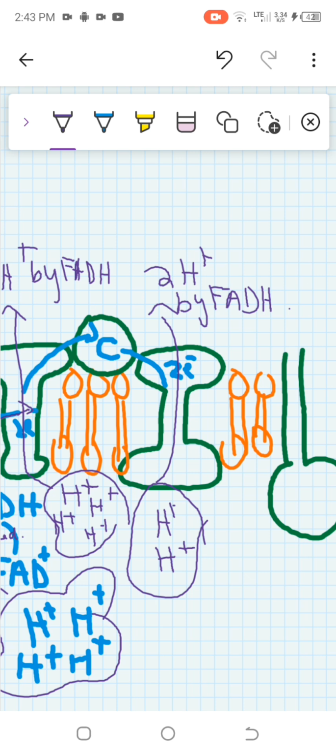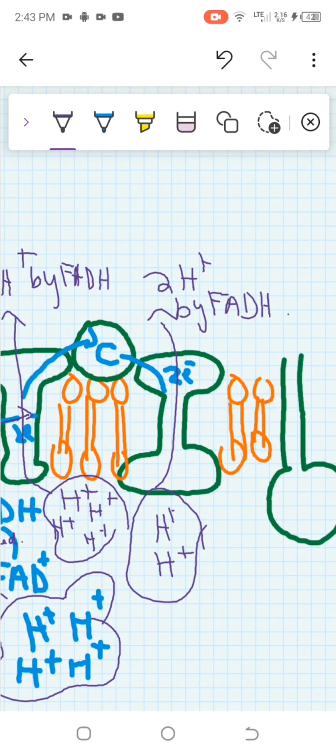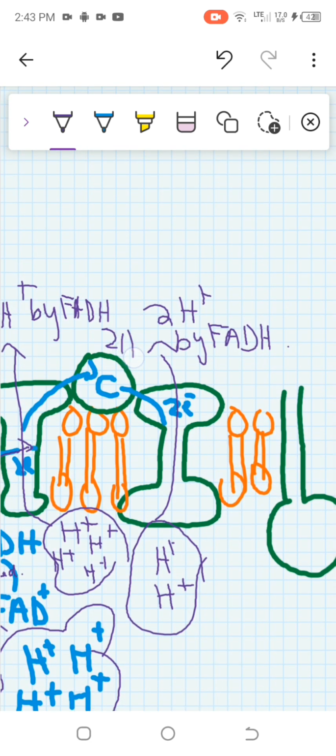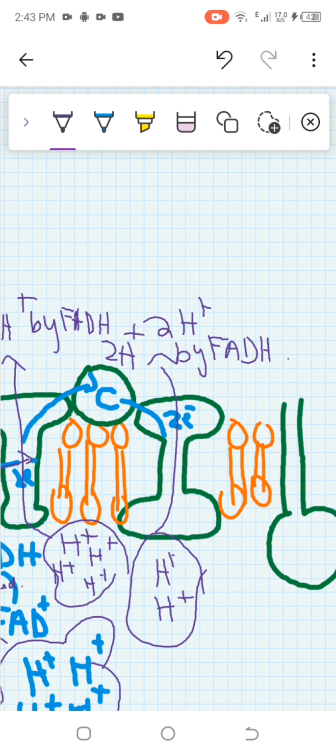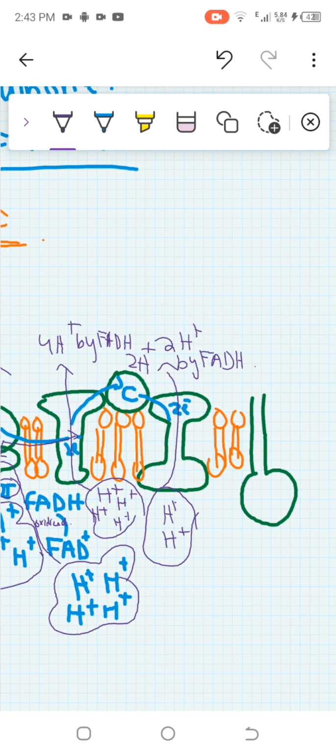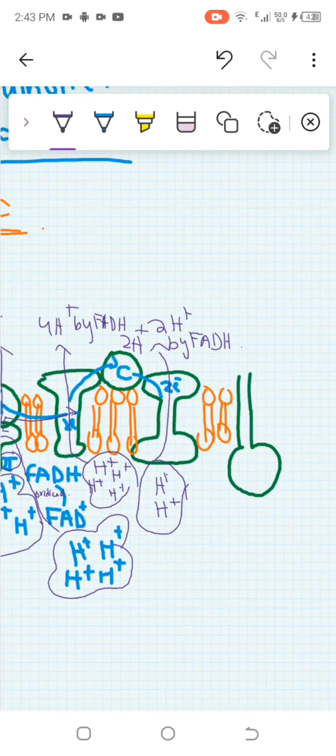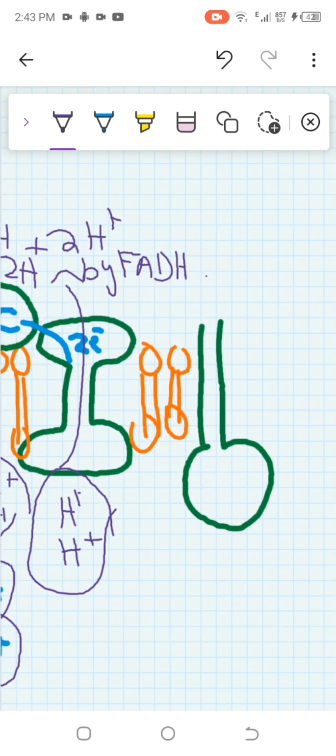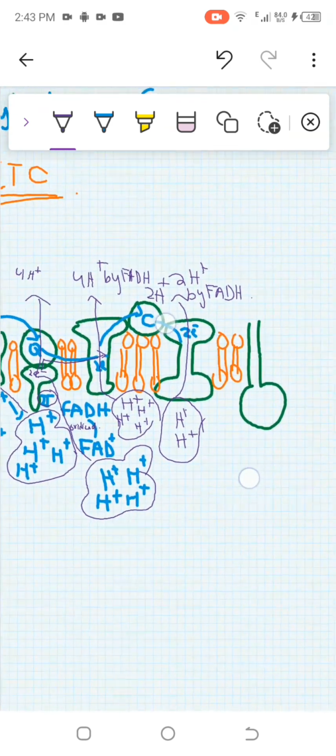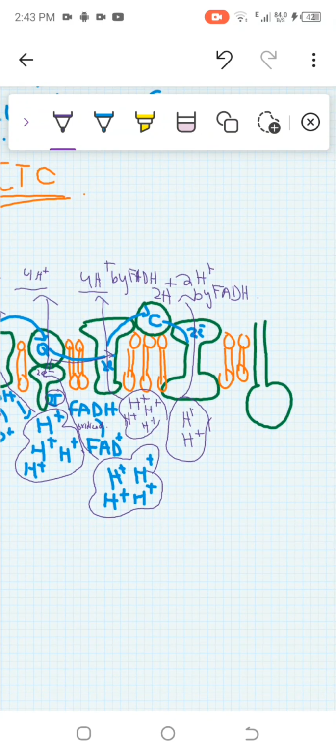Okay, fine. Again, here 2 electrons are also thrown by NADH. So now, total how many are done? Total we have 4, 4 and 2, 10 for NADH. 10 H positive are gone into the matrix.